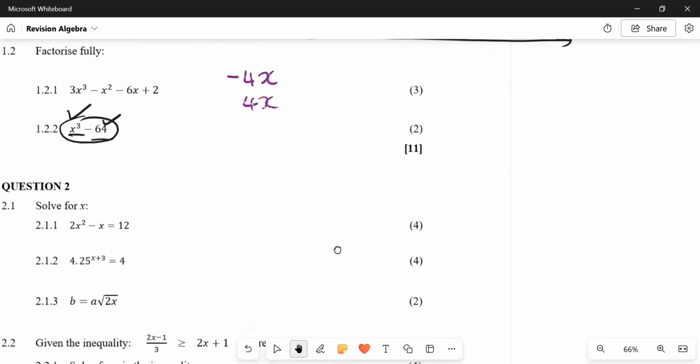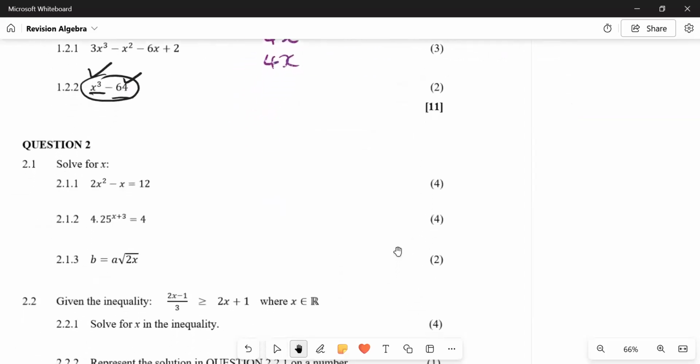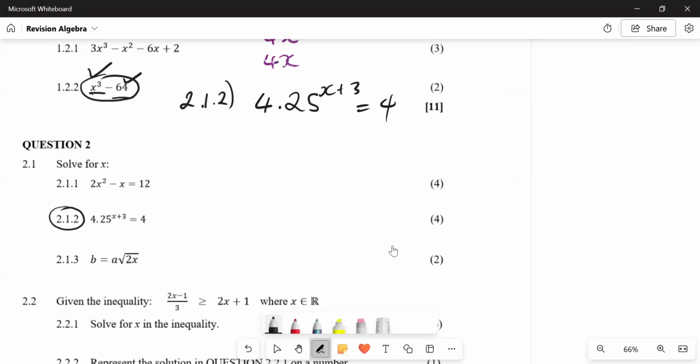And then we continue. Now I will take this one, 2.1.2. We're solving for x. So for 2.1.2, now we are given 4 times 25 to the power x plus 3 equals 4. Again, for this situation, we are given an exponential equation. How do you solve for x when it comes to exponential equations?